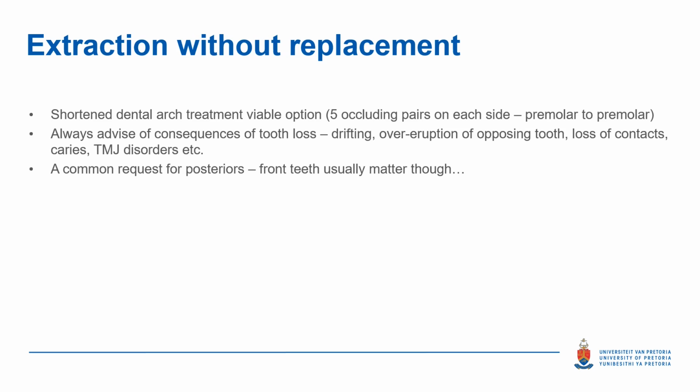Extraction without replacement. Remember, a shortened dental arch is always a viable treatment option as long as you have about 5 occluding pairs on each side. So basically from premolar to premolar occlusion.